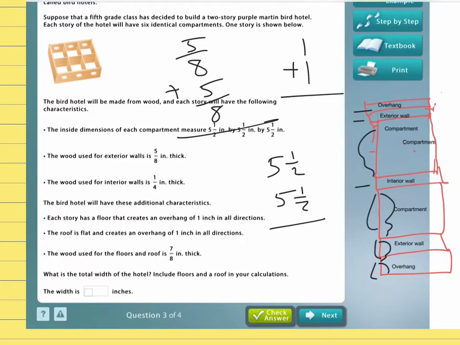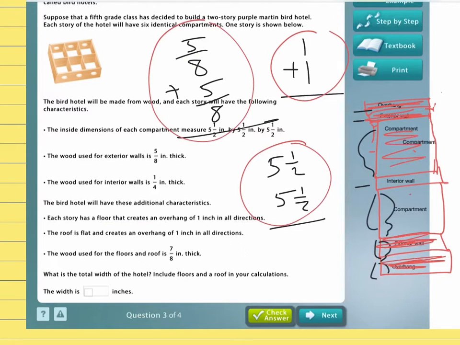Okay, so adding up the dimensions we have here, we have the overhangs of 1 inch and 1 inch here and here. We have the exterior walls of 5/8 and 5/8 here and here. We have the compartments of 5.5 and 5.5 here. The only other dimension we need to add is the width of the interior wall, which is 1/4 inch. So here, adding up 1 and 1 gives you 2. 5/8 and 5/8 is 10/8, which simplifies to 1 and 1/4, and 5.5 and 5.5 is 11.